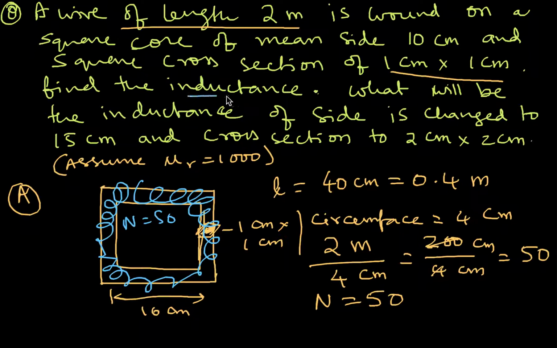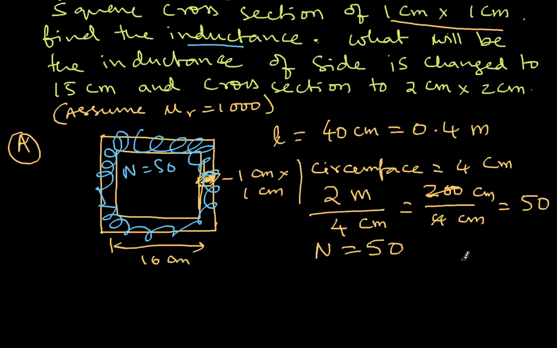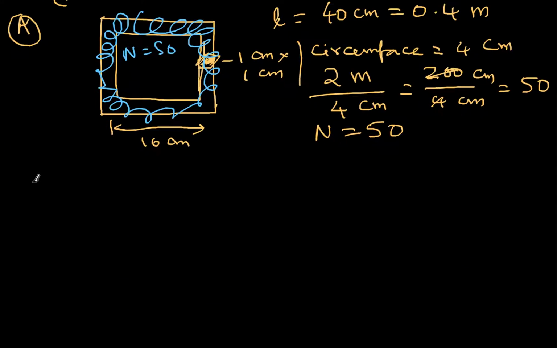What is the inductance? I know the cross section area, the length of the core, and the number of turns, so I can find the inductance. Inductance is nothing but N square mu naught mu r into area by L. This is the formula for inductance, which we have derived many times.